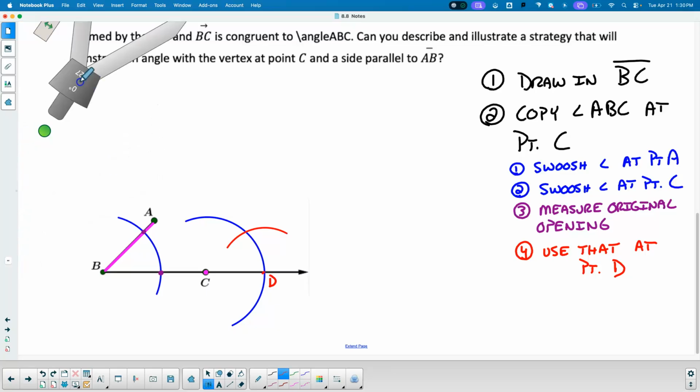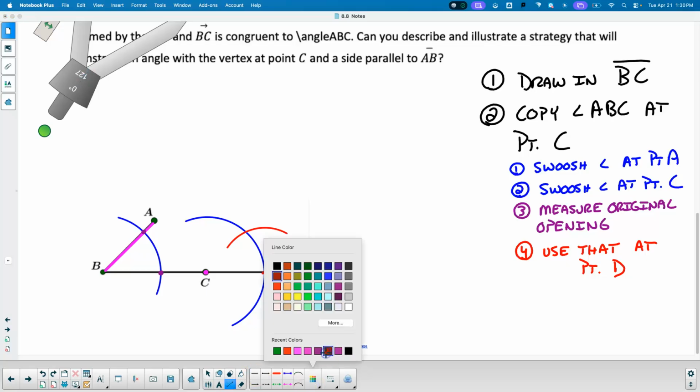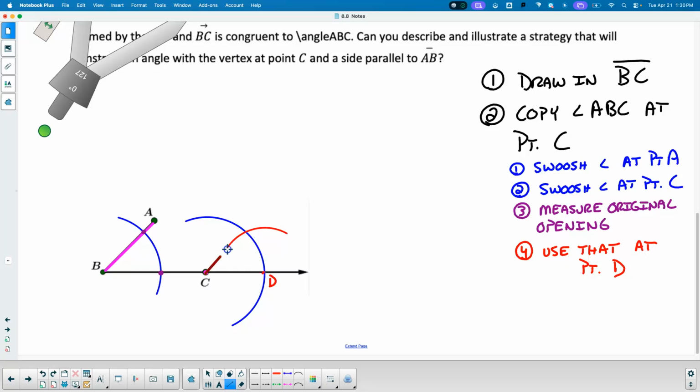And then we connect. And now those lines are parallel.